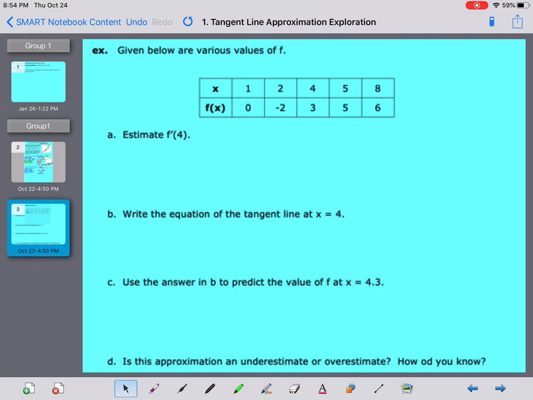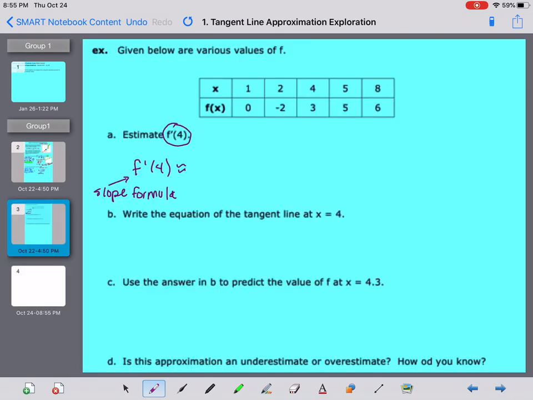Now, because I don't have a function, I can't get the exact value of f prime of 4, but I can estimate f prime of 4. Remember, when we talk about a derivative, this is just slope. So to estimate, I'm going to use my slope formula. That means I need 2 points. Remember my slope formula, y2 minus y1 over x2 minus x1.